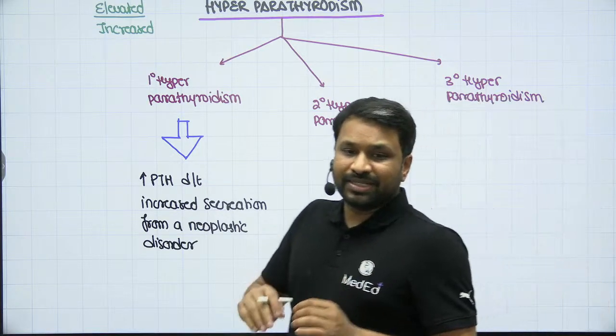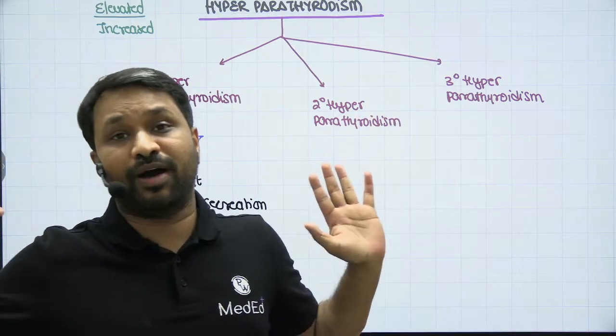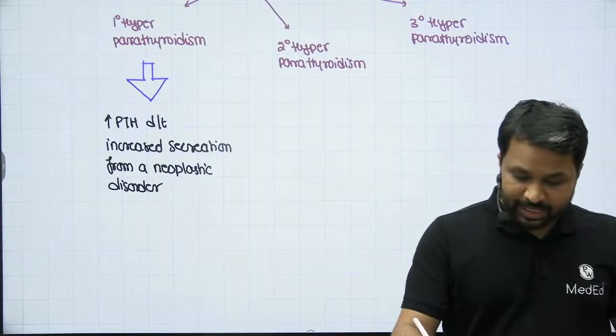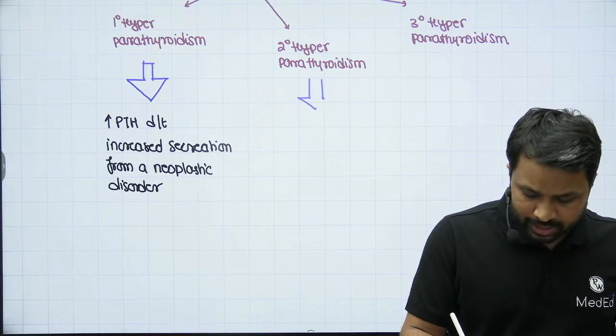Or we can simply say there's an increase in parathyroid hormone secretion because the gland is producing more hormone. It is not because of some feedback mechanism. It's as simple as that. In secondary hyperparathyroidism, it is because of chronic hypocalcemia, right?